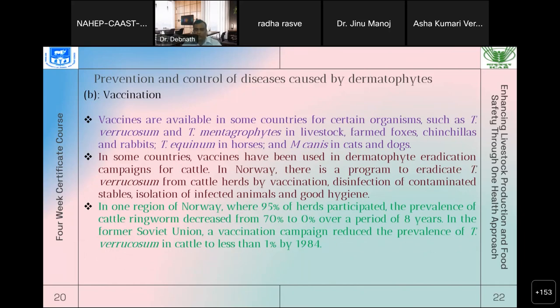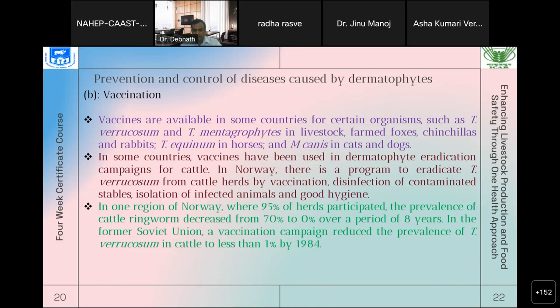For example, in Norway, there is a program to eradicate Trichophyton verrucosum from cattle herds by vaccination, disinfection of contaminated stables, isolation of infected animals, and good hygiene. Some success stories are also there. In one region of Norway, where 95% of the herds participated, the prevalence of cattle ringworm decreased from 70% to 0% over a period of 8 years.